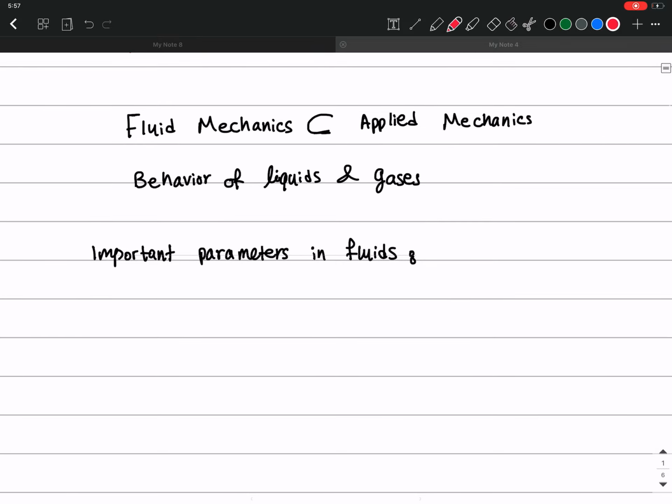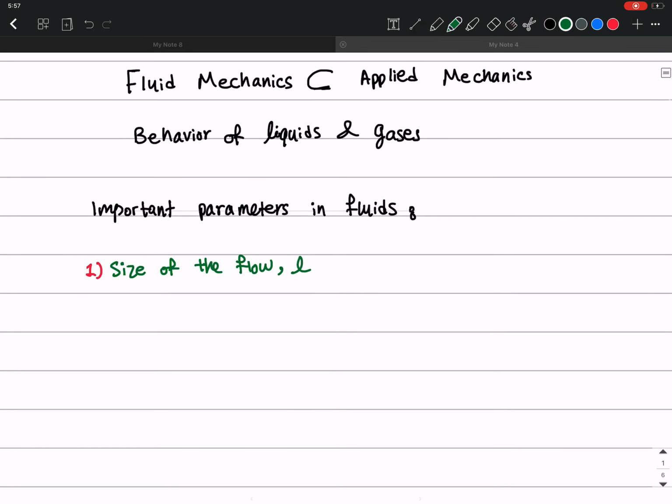One, size of the flow, or L, we show it with L. And what does this mean? This is a characteristic length, a characteristic length of a flow.